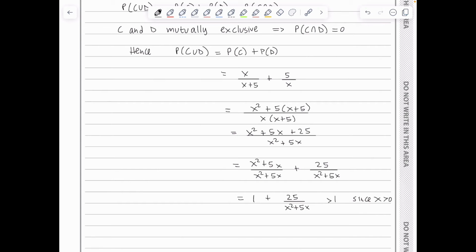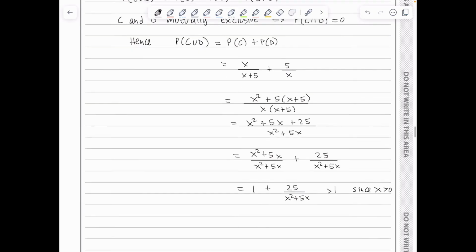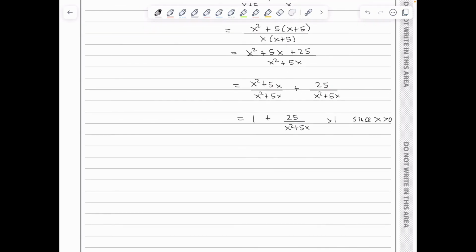And this is not possible. This is a contradiction. We cannot exceed 1 for probabilities, and therefore we conclude that the probability of C intersection D must be greater than 0, and therefore the events C and D are not mutually exclusive.